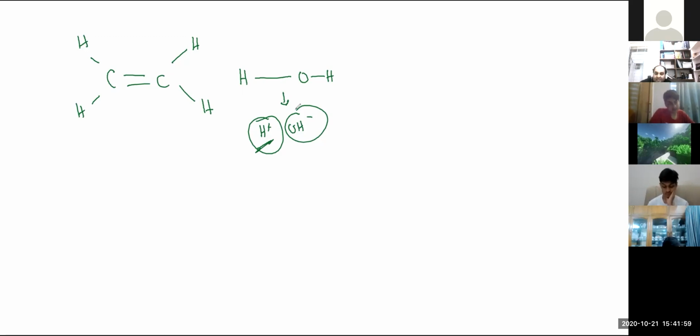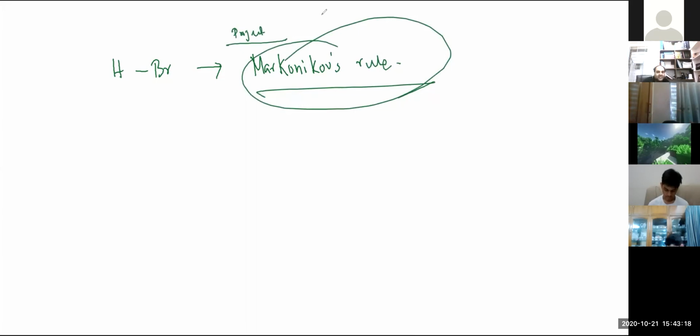So H plus will attack which carbon? Sir, the negatively charged carbon. And the OH minus will attack the positively charged carbon. Next is HBr, Markovnikov's rule. So why is Markovnikov's rule important? Listen.